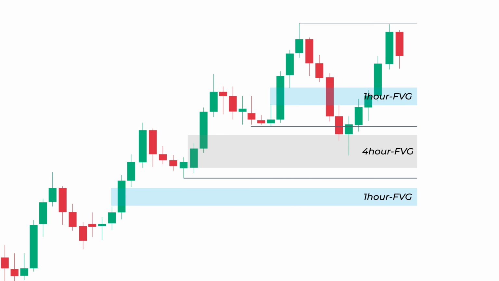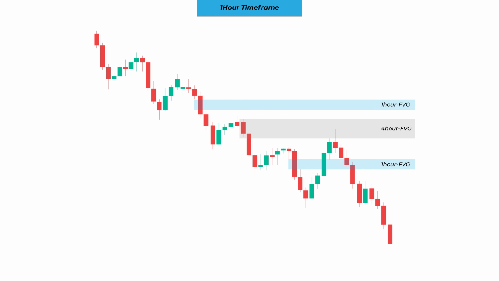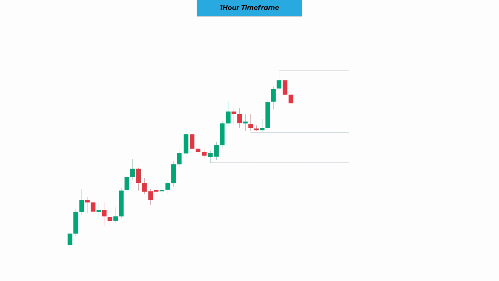So here's the practical rule. If multiple bullish FVGs exist across different time frames, a lower time frame bullish FVG can only remain a valid support target if it is positioned above the relevant higher time frame bullish FVG. For bearish FVGs, the logic is inverted. A lower time frame bearish FVG can only remain valid if it is positioned below the relevant higher time frame bearish FVG.